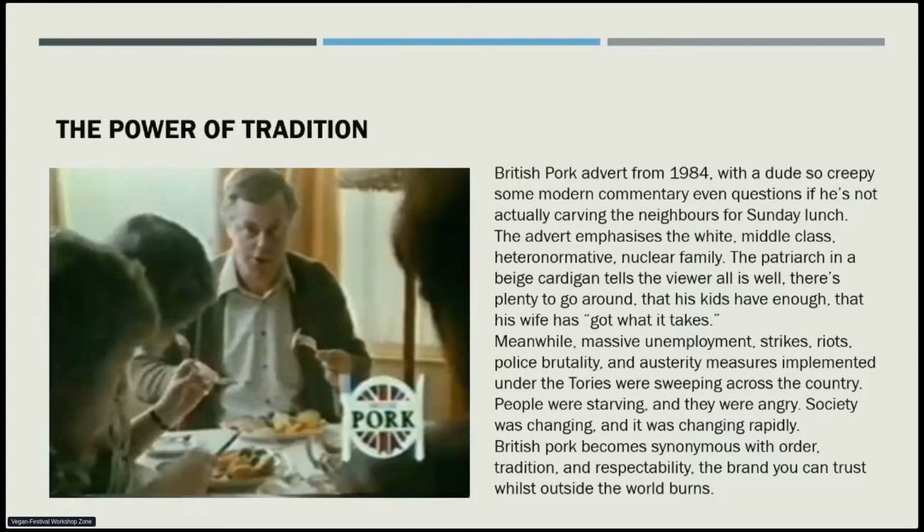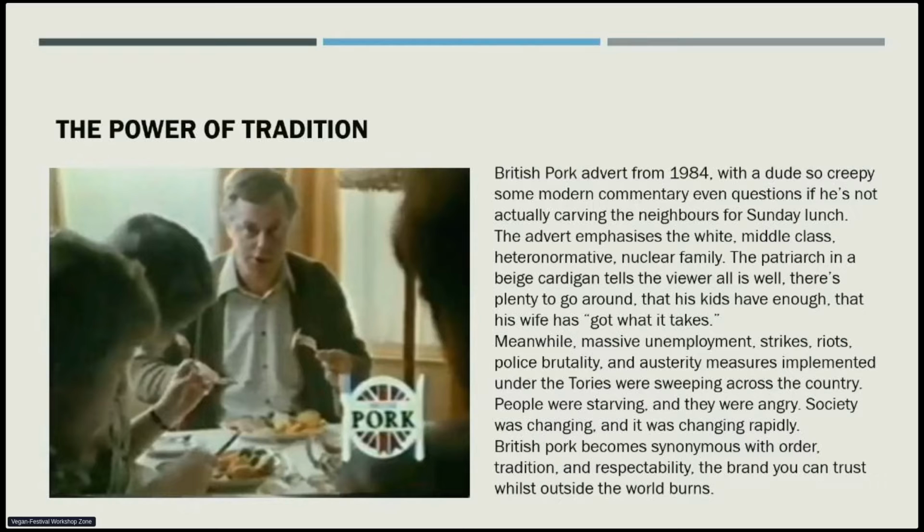Meanwhile, in 1980s England, massive unemployment, strikes, police brutality, and riots were kicking off as industries were being shut down and austerity measures were implemented under the Tories. People were literally starving to death in the UK in the 80s because of Tory policies. And people were angry, and society was changing rapidly because people weren't sitting back and taking it anymore.